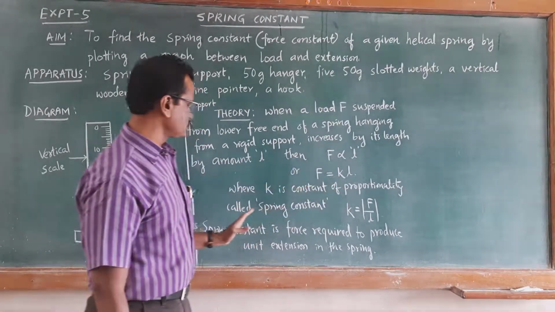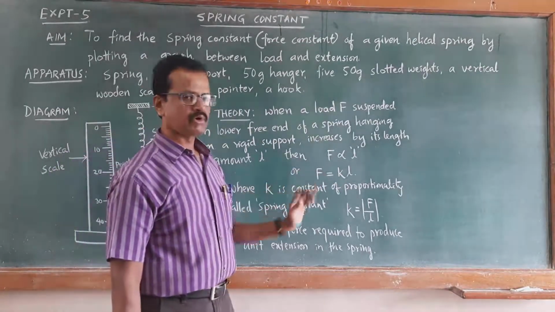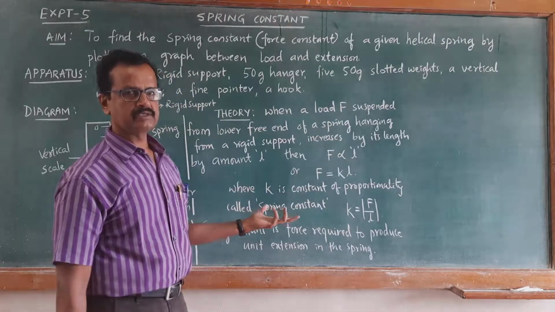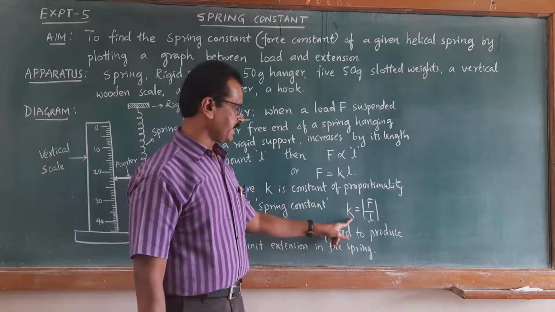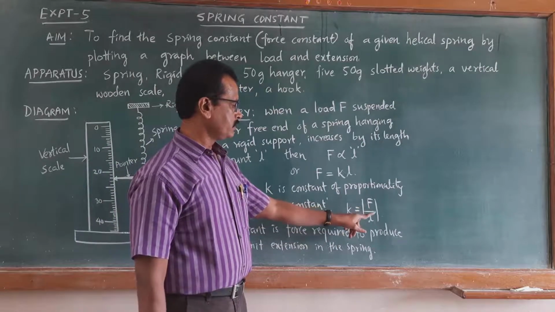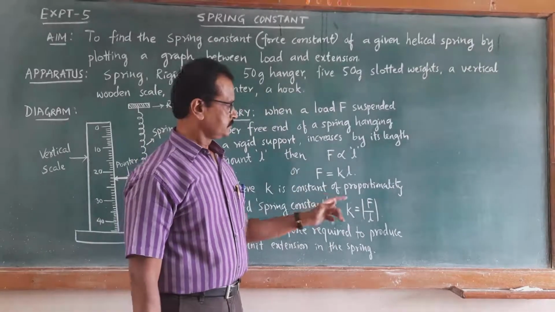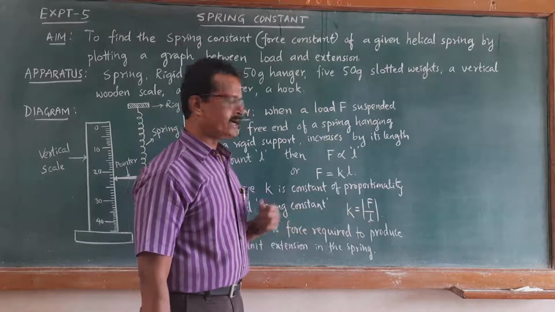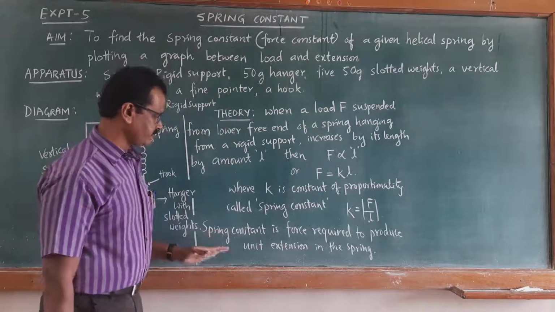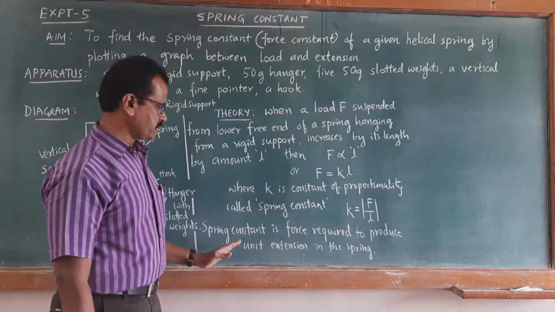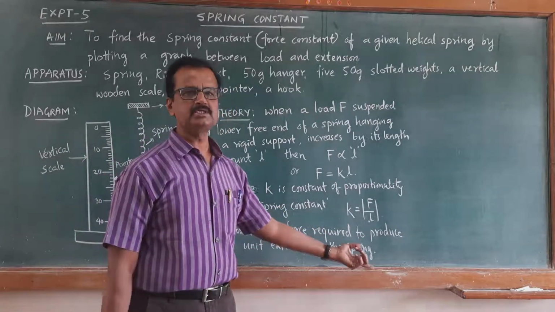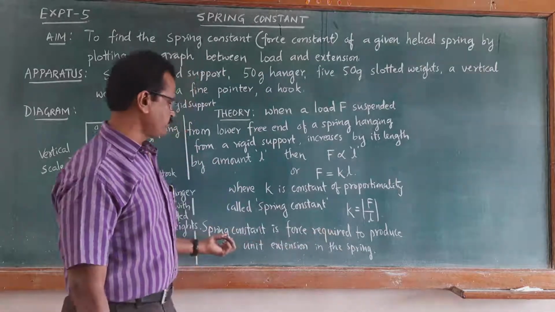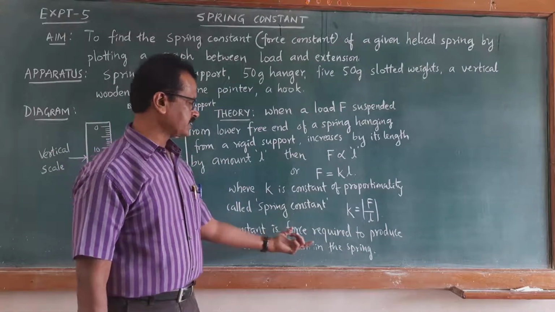This constant of proportionality we call it as force constant or spring constant, as we have learned in theory also. Therefore, spring constant K is equal to load by extension, ratio of load by extension. So here we define what is spring constant. Spring constant is a force required to produce a unit extension in the spring.